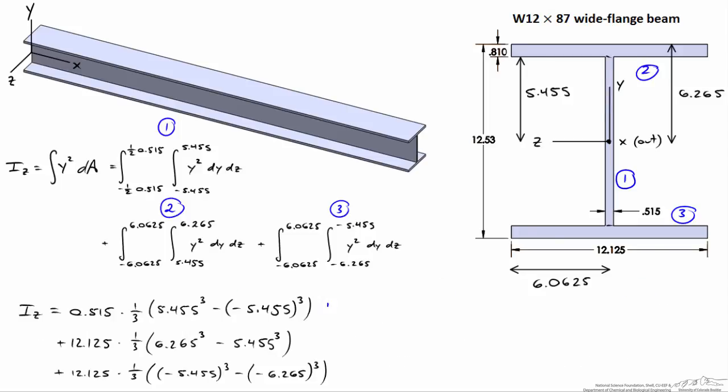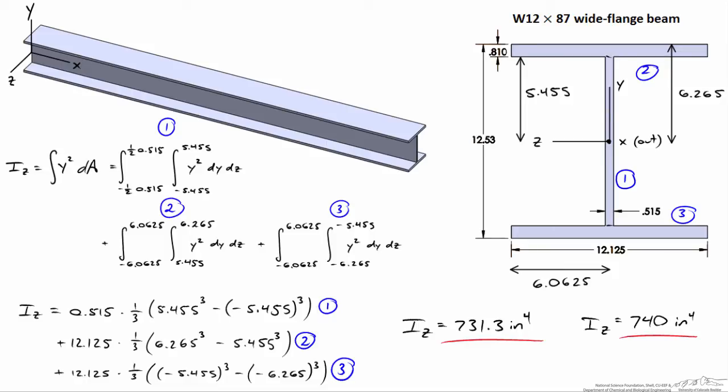These integrals are straightforward to evaluate. Here's the one for the web, for the upper flange, and zone 3, the lower flange. When I do the arithmetic, I'll come up with IZ equal to 731.3 inches to the fourth. When you look this beam up in a handbook, you'll find a value IZ reported to be 740 inches to the fourth. And I think that the very small difference between the two is the fact that in a real beam, there'll be welds at the top and bottom of that. And I think that that difference accounts for the welds.